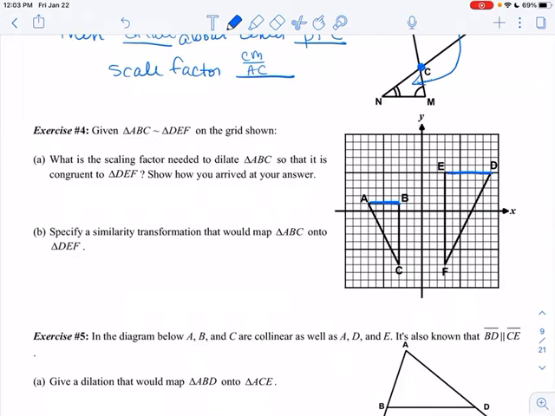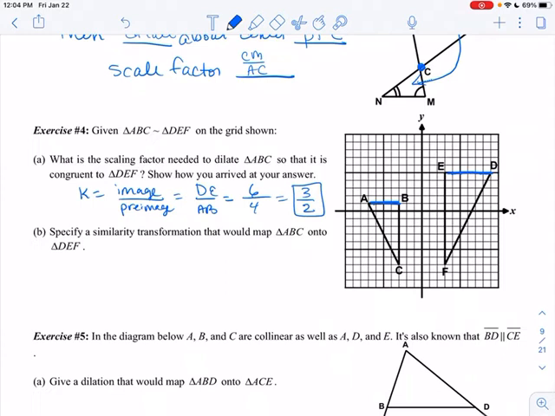Like I would not want to use AC or DF because I can't count the length, but I could use either AB and DE, or I could use BC and FE because both of those I can count the length. So K is my scale factor. Remember, it's image over preimage. So my image is going to be DE, my preimage is going to be AB, and I'm just going to count. So DE, 1, 2, 3, 4, 5, 6. AB is 1, 2, 3, 4, and I can reduce that. So that's my scale factor, 3 over 2. So it's basically 1.5 times as big.